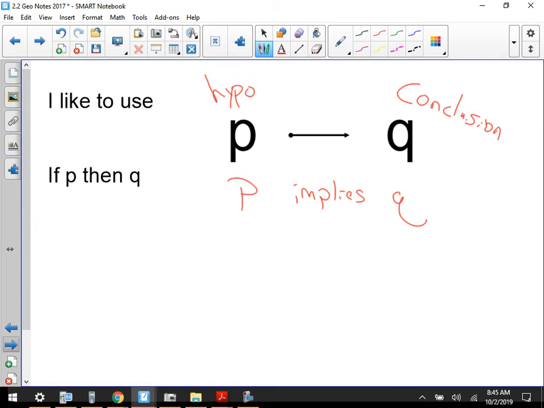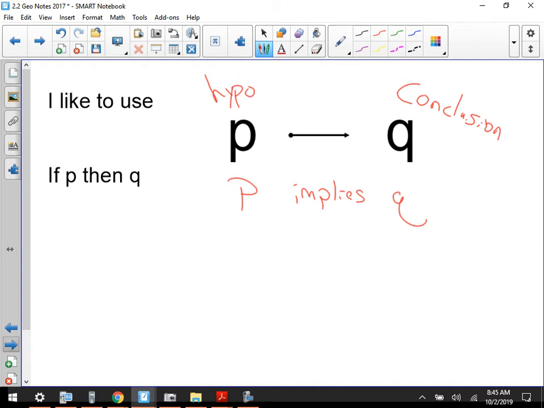So the idea here with these P's and Q's, the reason why I like to use them is because we can manipulate them in different directions. That's how we're able to come up with what are called conditional statements and other things via that. So P implies Q.